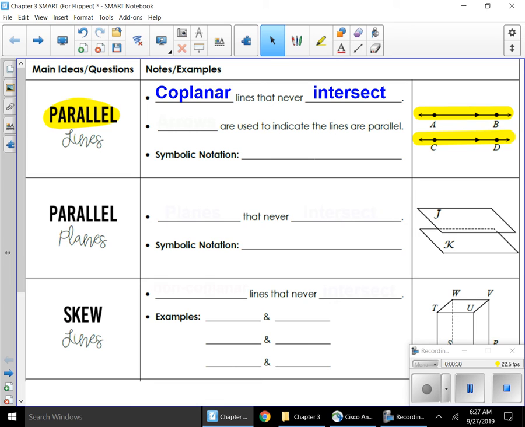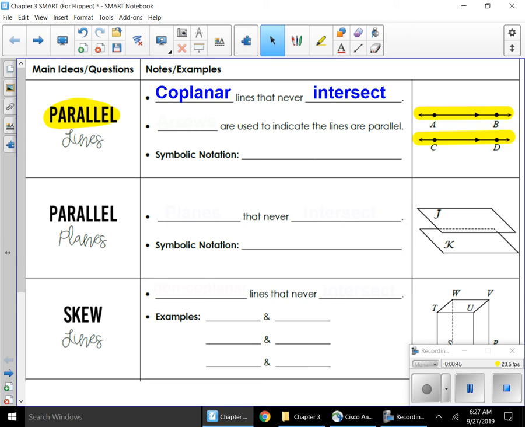What that means is they're on the same plane. In algebra, all of your lines are on the same two-dimensional coordinate plane. But in geometry, we have enough 3D figures that we need to differentiate coplanar lines versus non-coplanar lines.